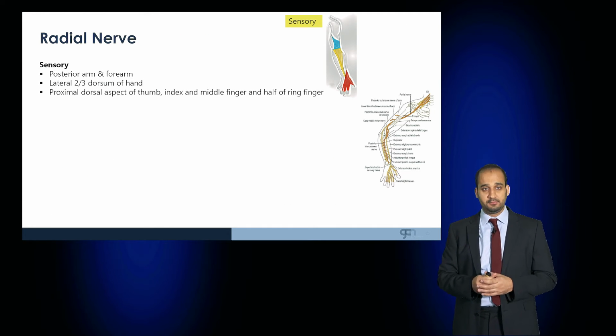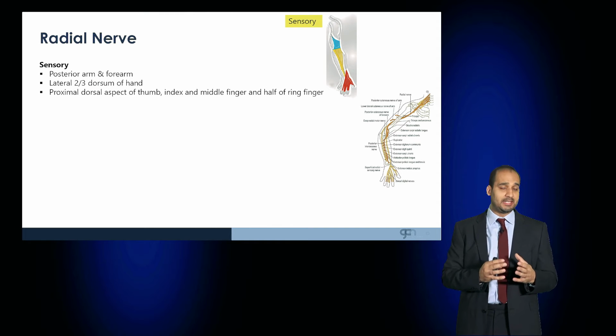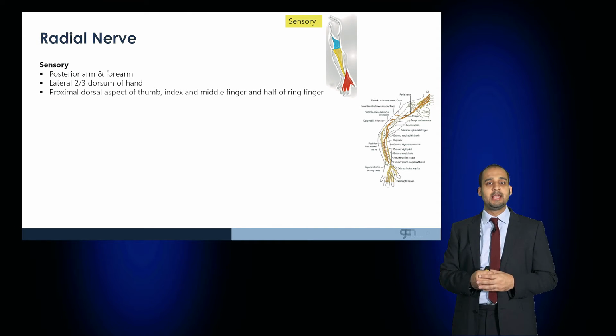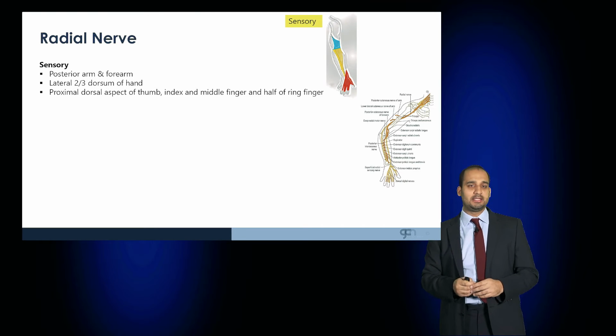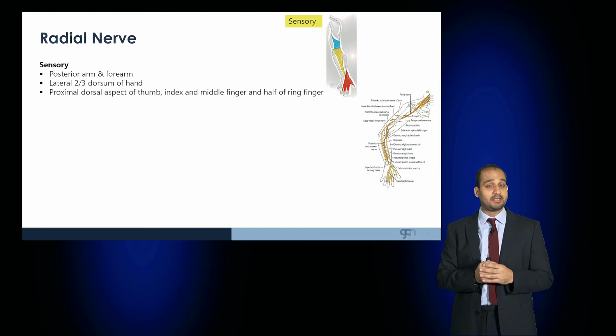The radial nerve also has key sensory and motor components. The radial nerve provides sensation to the posterior arm and forearm, as well as the lateral 2/3 dorsum of the hand and the proximal dorsal aspect of the thumb, index finger, middle finger and half of the ring finger. A specific sensory point for the radial nerve is described as the anatomical snuff box.